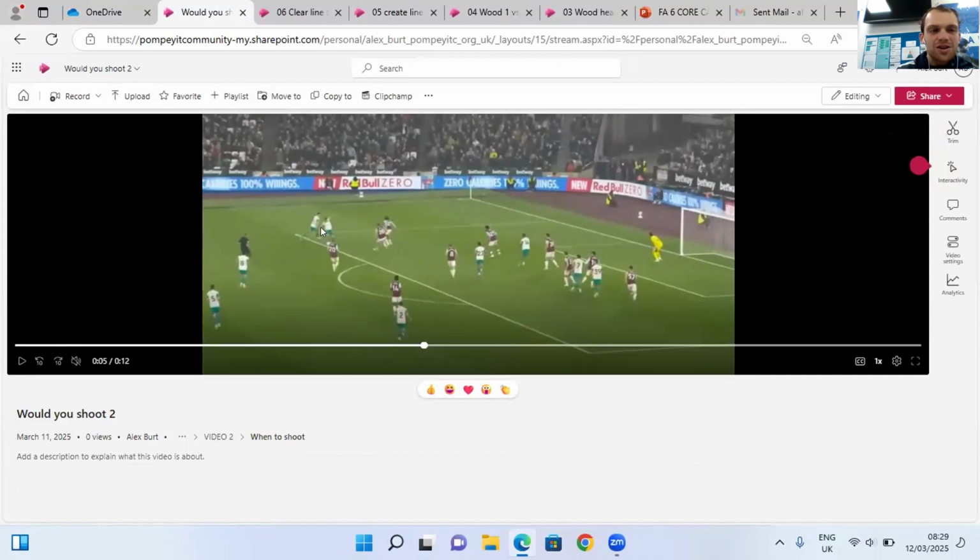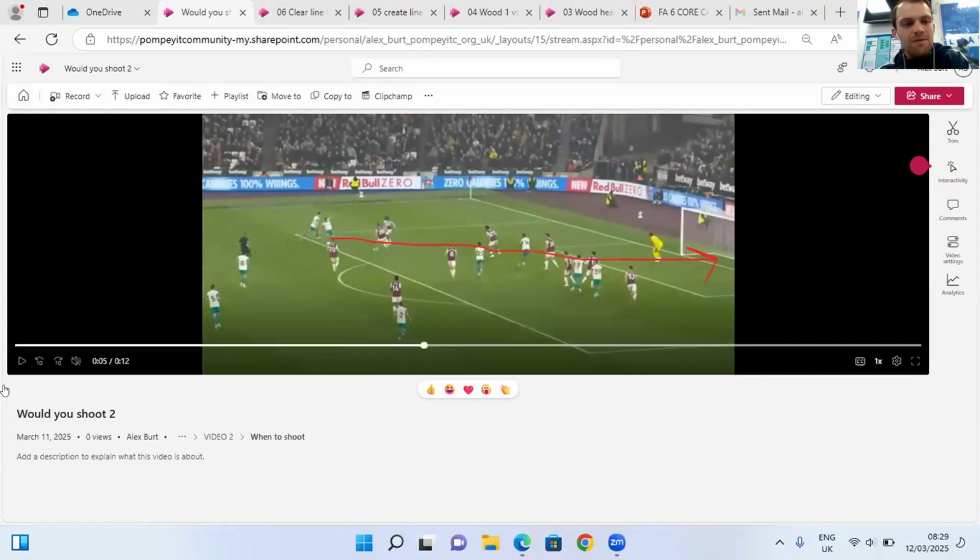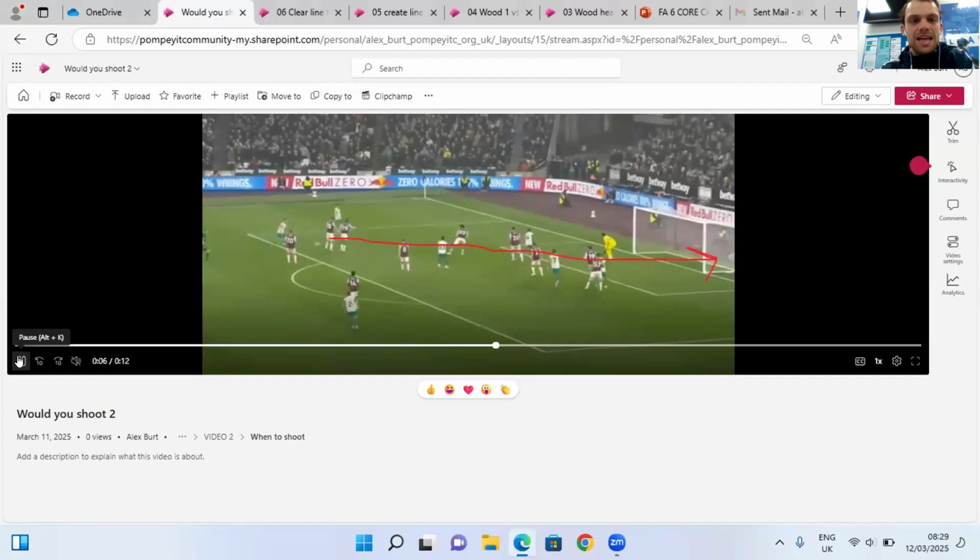Why? Because there are so many defenders in the way. If he looks to shoot on goal, there's teammates in the way, there's opposition in the way, you're far away from goal. The chance of scoring is less than 5%. So here, the message should always be not to shoot. Wait for a better opportunity. In fact, you can see it gets blocked.